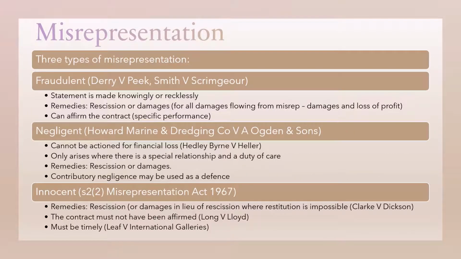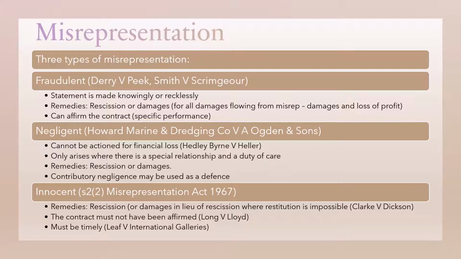Once we've established there is a misrepresentation, we need to do 2 further steps. Step 1, identify which type. So it could be fraudulent, in which the statement is made knowingly or recklessly. It could be negligent, in which there's a special relationship and they've just not taken care. Or it can be innocent, in which they may have checked it, for example, but it's still false. It might be, for example, an error on the registration of a vehicle. They checked it, did all they could, but it's innocent.